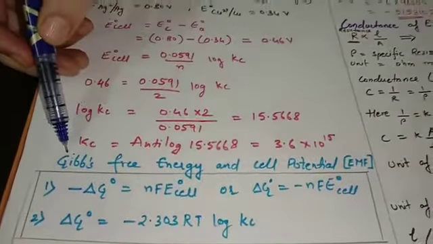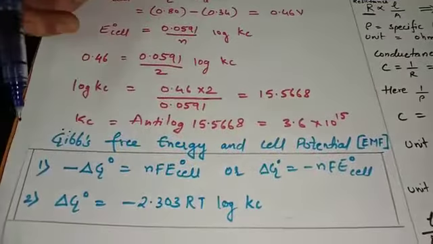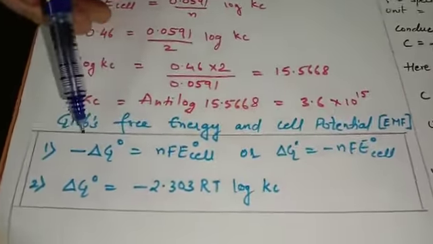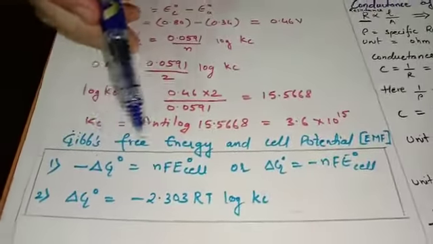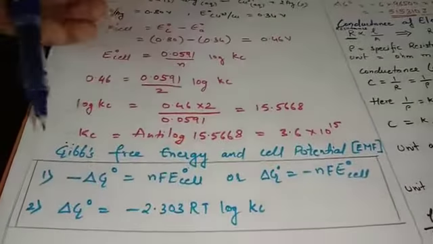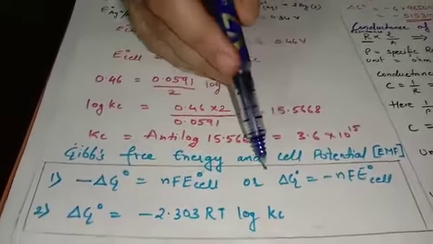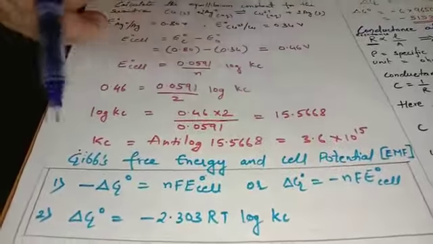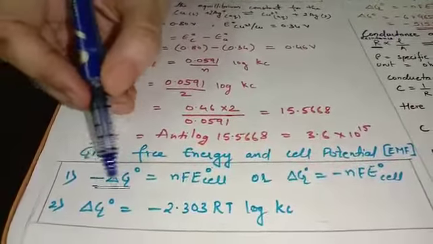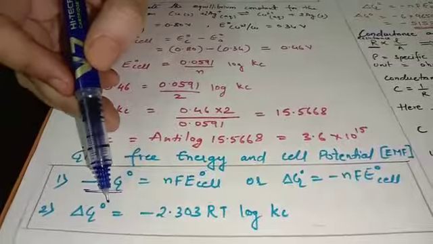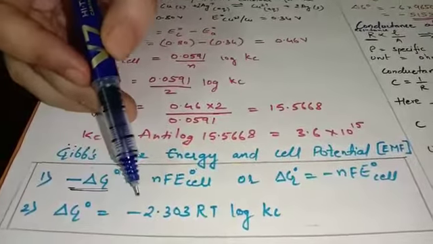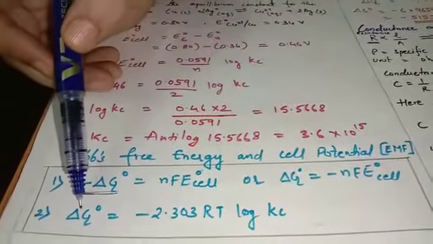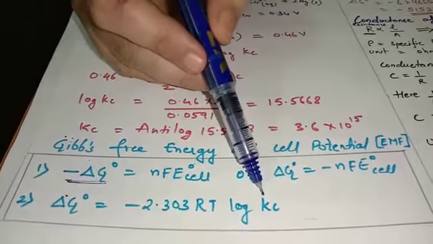From the Nernst equation you can calculate the Gibbs free energy. So Gibbs free energy is represented by del G, and standard Gibbs free energy is represented by the sign del G naught. So del G naught is equal to minus nF E naught cell. If the del G value comes to be negative, then only the reaction is possible. Del G naught can also be written as minus 2.303 RT log Kc. So this equation is the relationship between the Gibbs free energy and the equilibrium constant.